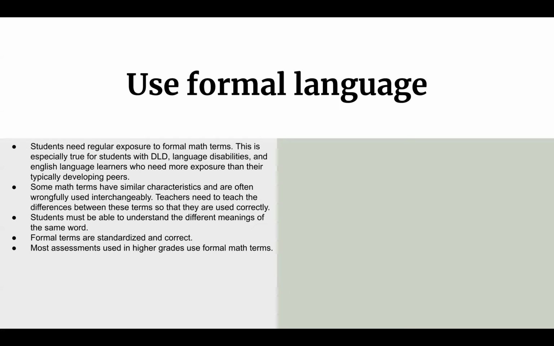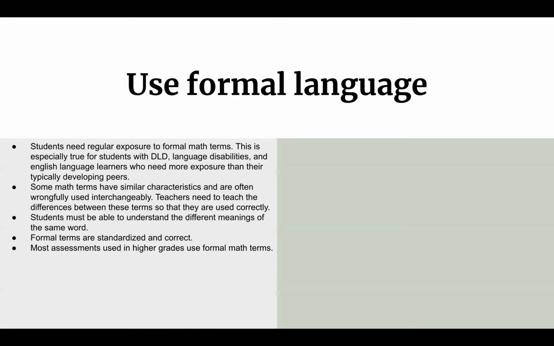Math also uses words that have various meanings. For example, look at the word square. A square is a shape, but it also refers to multiplying a factor by itself. Students may also call someone square, meaning that person is boring. There are multiple other meanings for the word square, so it is important for students to be able to differentiate between all of them. It is especially important to use formal language because formal terms are standardized and correct. Additionally, most assessments used in higher grades use formal math terms.